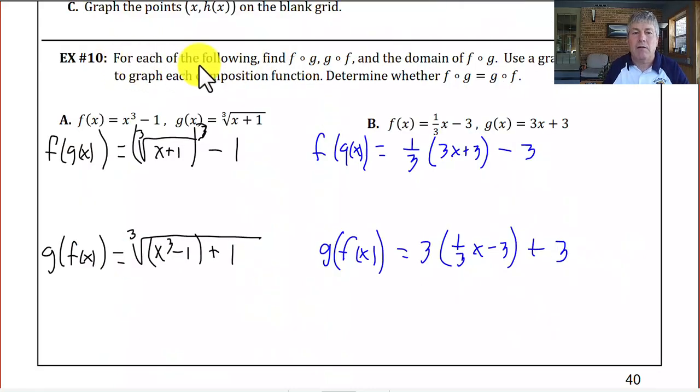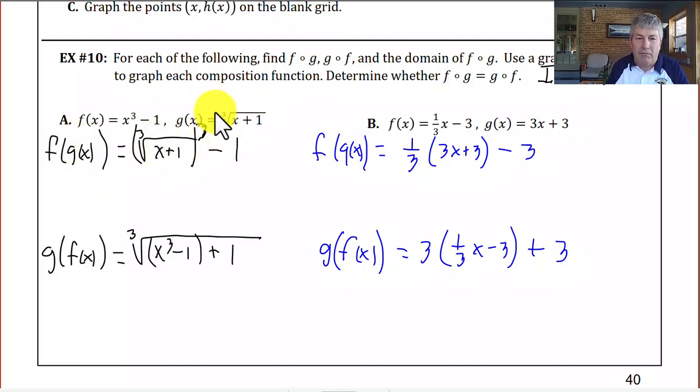In example 10, it says for each of the following, find f of g and g of f and the domain of f of g. Using a graphing utility to graph each composition function, determine whether f of g equals g of f. And if f of g equals g of f, we are going to learn later that those are then inverse functions of each other. So let's take a look at example A. F of x equals x cubed minus 1, and g of x equals the cube root of x plus 1. To find f of g, that means put g into f.